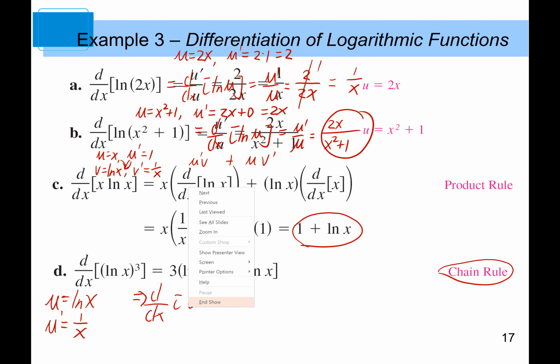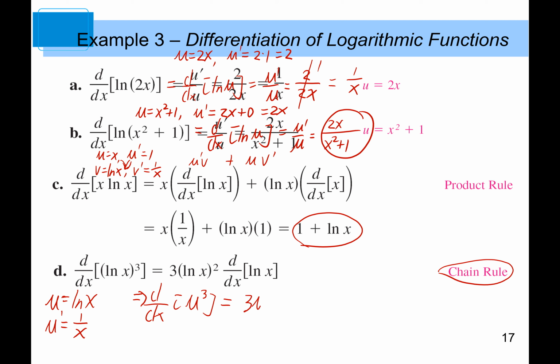It's going to be u to the third. And apply the chain rule, which should be 3u squared times u prime. Just replace u with ln of x and then u prime with 1 over x. Then you find the final answer: 3 times ln of x squared times 1 over x. So we have 3 times ln of x squared over x.